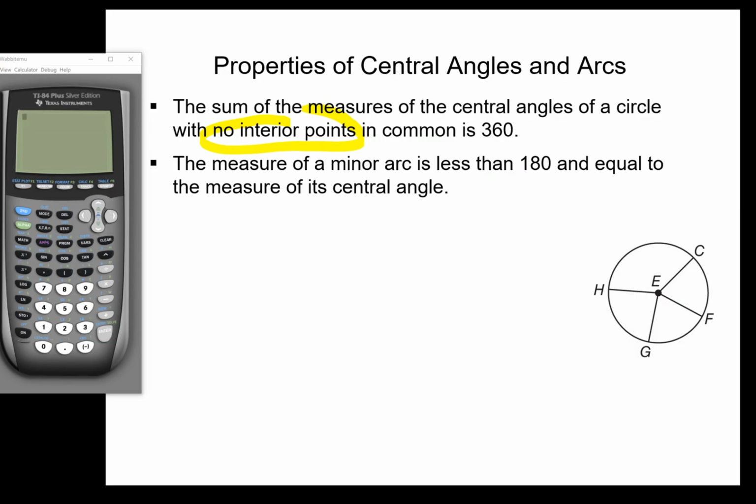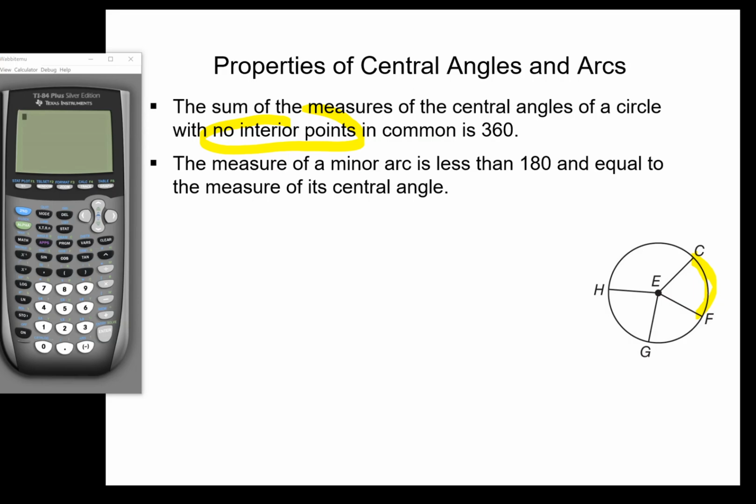Next up, the measure of a minor arc is less than 180 and equal to the measure of its central angle. I mean, think about that. If we're going the shortest distance, one we used earlier was from C to F. I can only highlight in yellow. Okay, we used C to F as our minor arc earlier. Well, this is less than a semicircle. The shortest distance has got to be less than 180 degrees because 180 degrees is half of the circle.